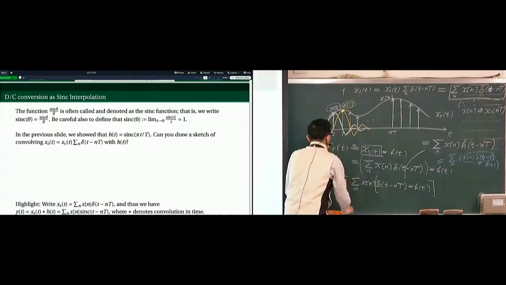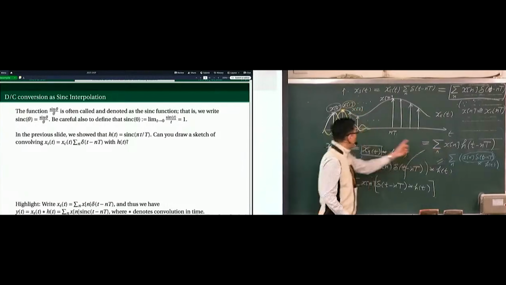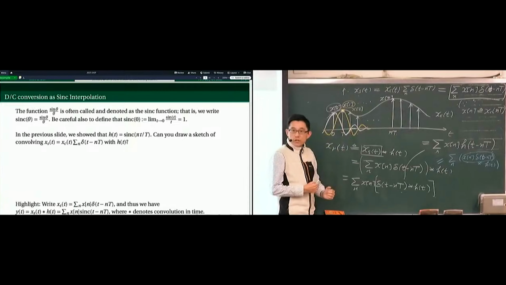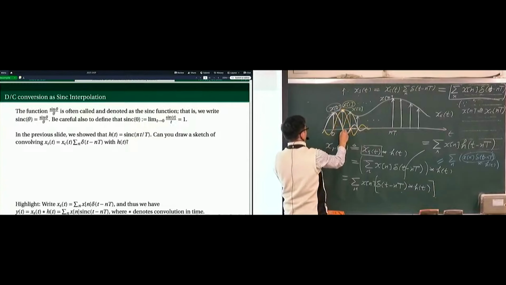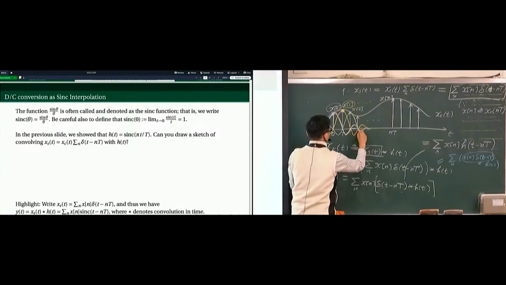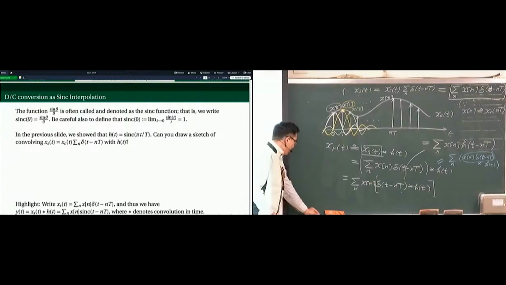And let me draw two more. Similarly, at time 2, each term corresponds to a copy of a Sinc function with different heights. Now the height is x bracket 2, so we are going to put a Sinc function right here, which should be about the same height as x0. It will probably look something like that, and probably like this height. And so on.